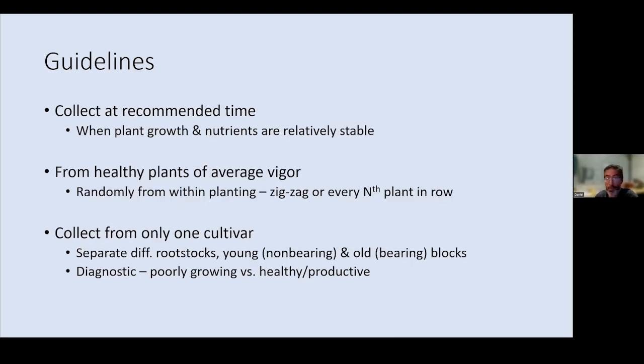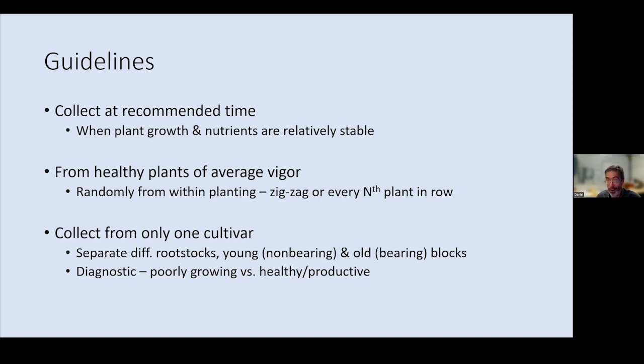The guidelines: collect at the recommended time based on the crop development stage, and this is when plant growth and nutrients are expected to be relatively stable. Those are when the sufficiency ranges are established based on previous, extensive research. Collect only from healthy plants of average vigor and collect randomly from within the planting. You can zigzag down the row or sample every nth plant in the row, so for instance, every 9th or 10th plant, depending on how large the planting is. And this will help eliminate or reduce bias.